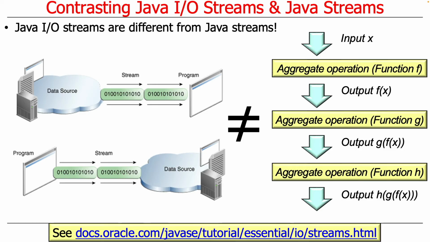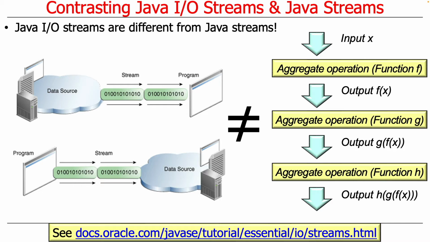So Java I/O streams are different from Java streams, despite the fact they both have the word stream in them. On the left-hand side, we're showing what an I/O stream is, and on the right-hand side, we're showing the abstraction of what a Java stream is. They are not the same, indicated by the not equal sign. An I/O stream is typically used to get data off of often persistent storage, like a file, and convert it into something sadly called a stream. But it's a byte stream, not a Java stream.